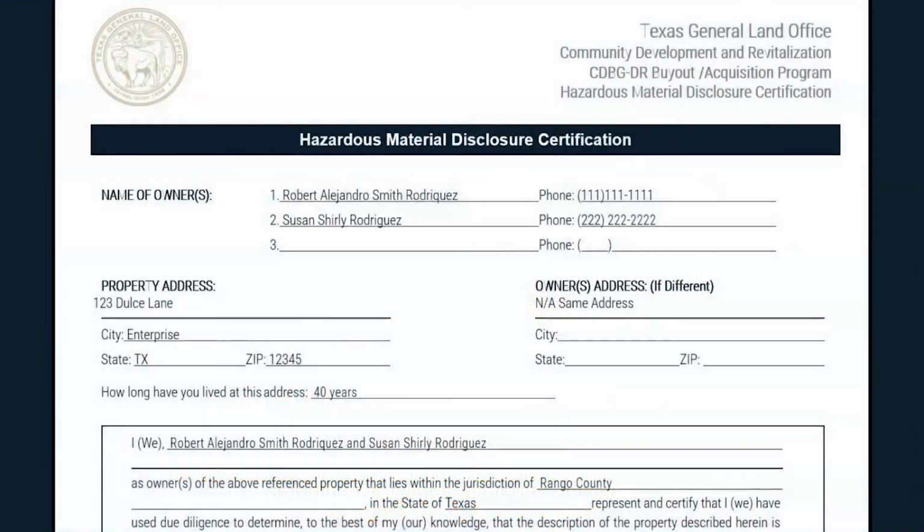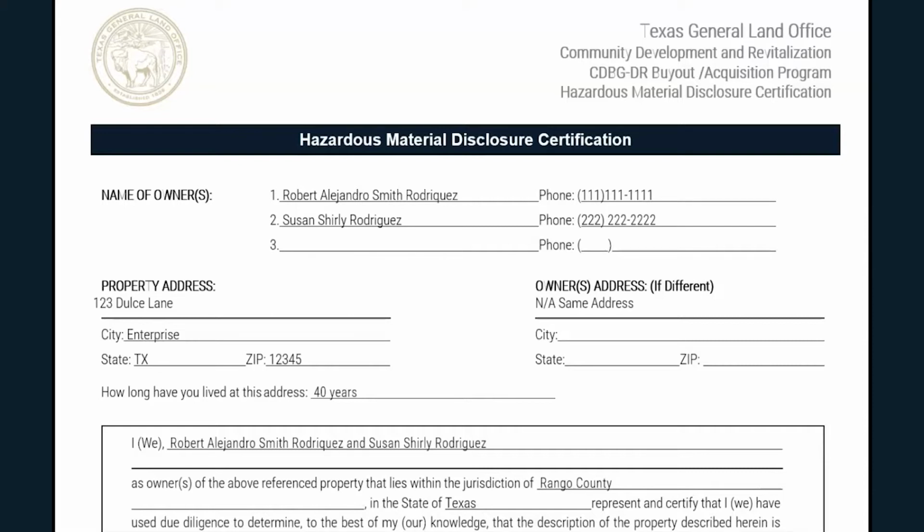It is important to identify potential applicants with hazardous materials on their buyout or acquisition properties as soon as possible in the program to be aware of any findings that may come up on the site-specific environmental review and to be conscious of the extra costs that the demolition will have in order to properly dispose of or mitigate the hazardous materials. The Hazardous Material Disclosure Certification is required to be completed by all applicants of the buyout or acquisition program, regardless of whether they believe to have hazardous materials on the property.